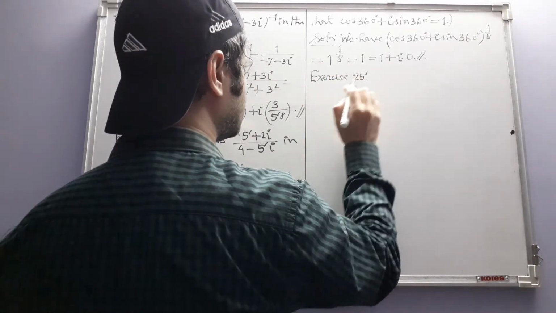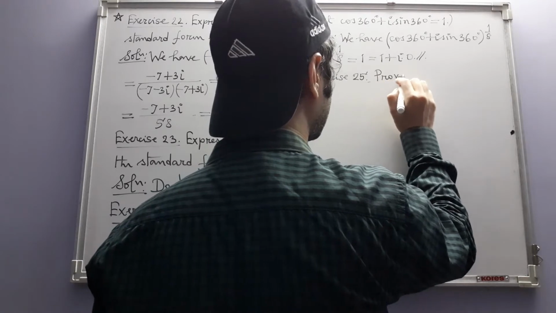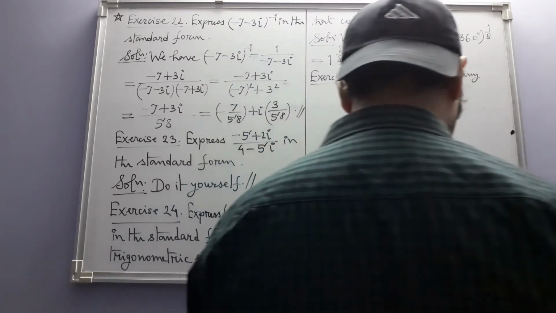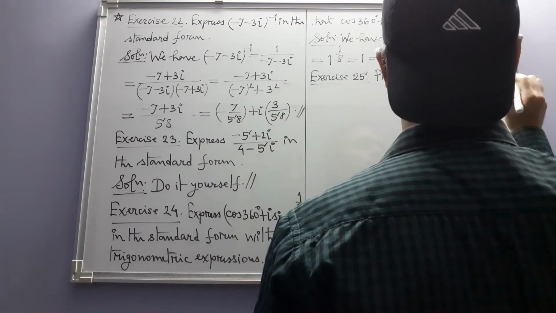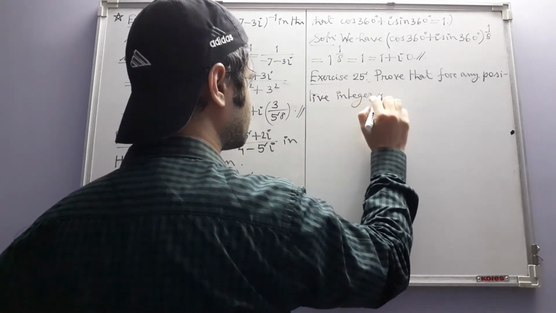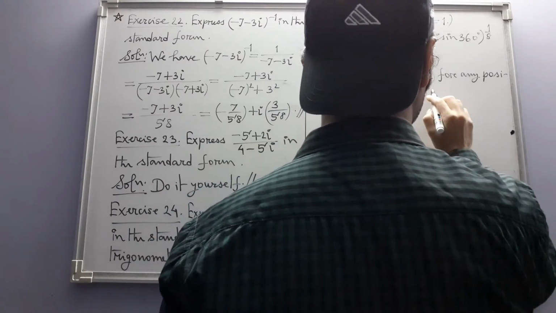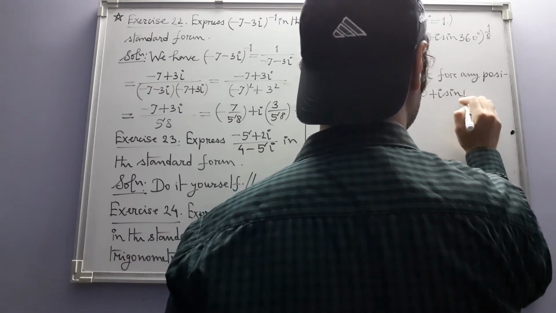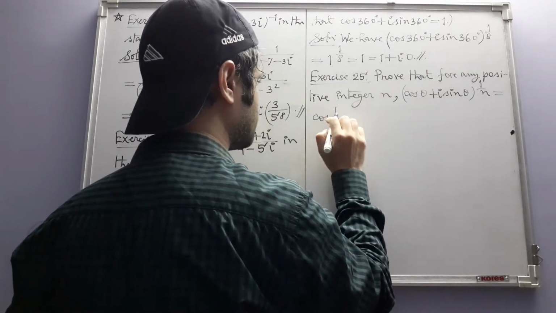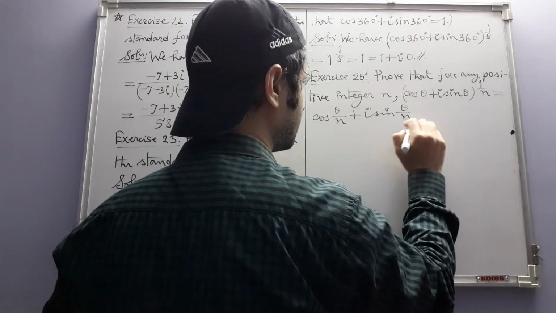Exercise 25. Prove that for any positive integer n, (cos theta plus I sin theta) whole to the power 1 by n is equal to cosine of theta by n plus I sin of theta by n.